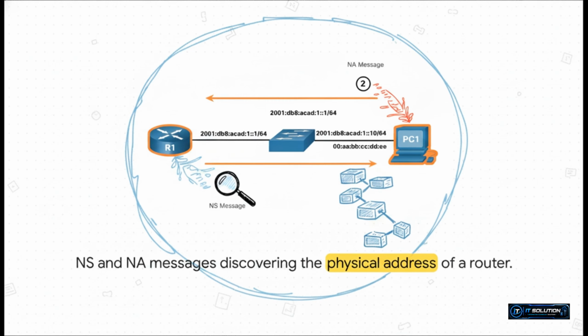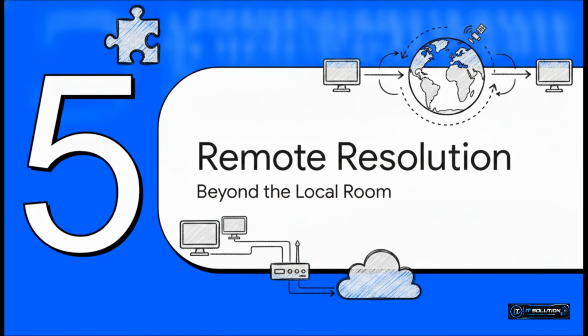And the brilliance here is the consistency. This exact same process happens when a PC needs to find the physical address of its local router. The PC sends an NS message asking for the router's MAC based on its IPv6 address, and the router replies with an NA message. The host gets exactly what it needs to build the frame and get its data off the local network. Which brings us to Section 5, Remote Network Resolution, Beyond the Local Room.